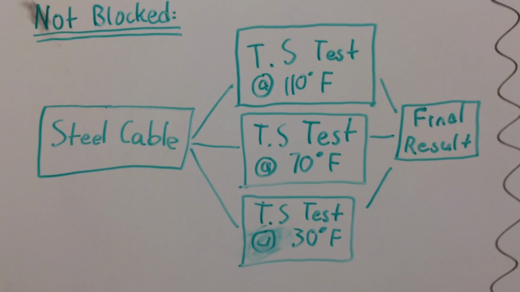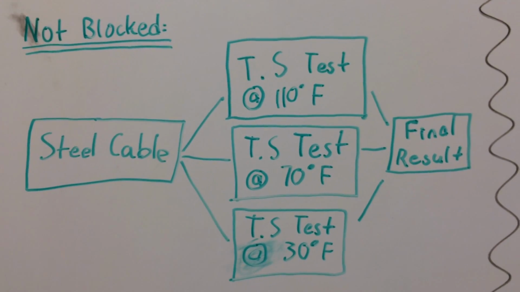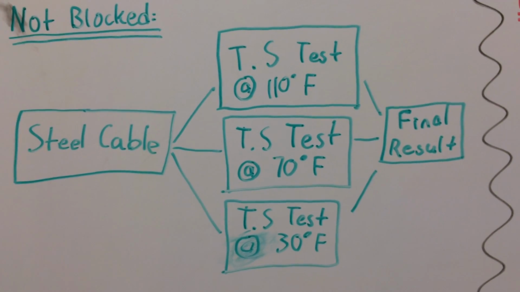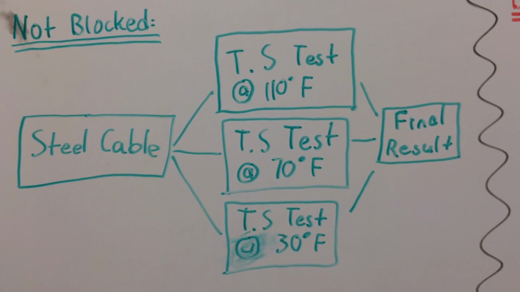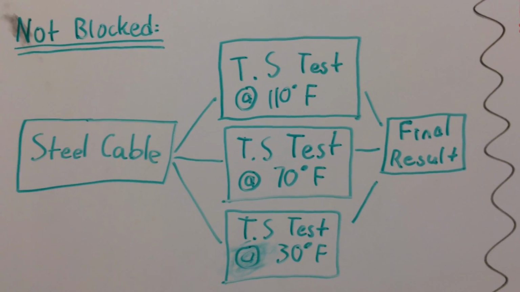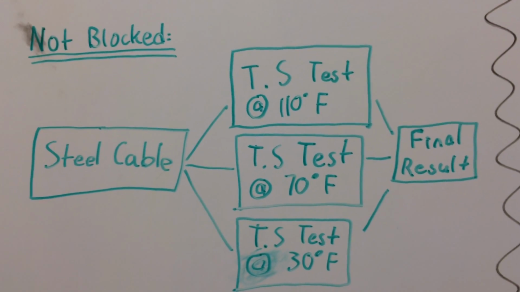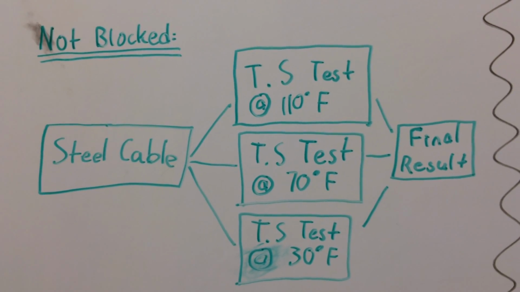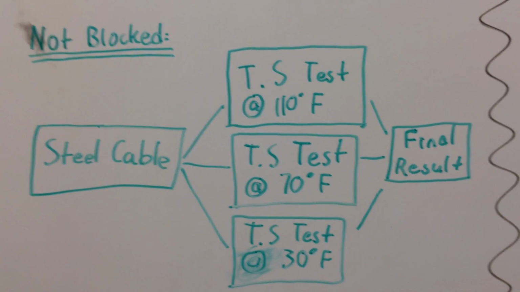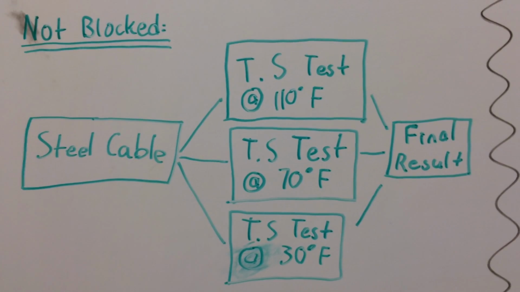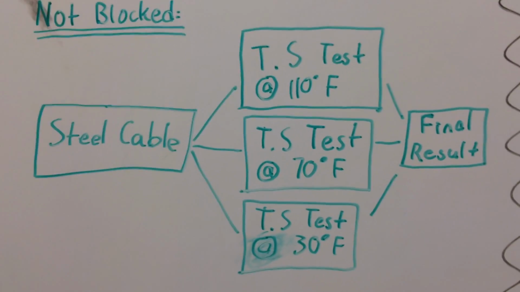So we have our 30 steel cables. We're going to do 10 tests in 110-degree weather, 10 tests in 70-degree weather, and then 10 tests in 30-degree weather. All 30 of these steel cables are going to be about the same. They're going to be pretty much identical in length. They're going to be unused. All the dimensions are going to be the same. And we're going to use those tests to give us a good indication of whether or not the steel cable will be suitable for this project.